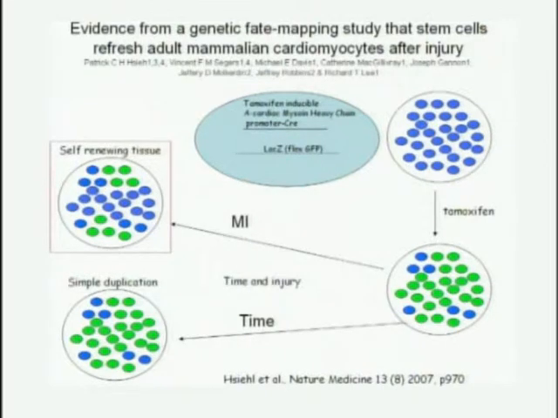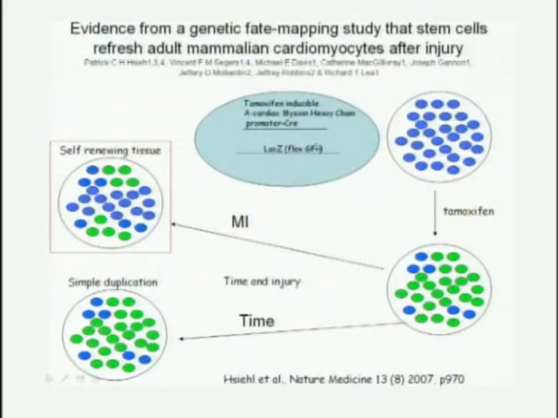A tamoxifen-inducible system that expresses Cre under a tissue-specific promoter, here under the cardiac myosin heavy chain promoter. So only cells that are mature cardiomyocytes will be able to express Cre when tamoxifen is given. And there's also a reporter gene. The cells are blue originally, but if Cre gets activated, then LacZ gets turned off, but now GFP gets turned on. So before the tamoxifen is given, all the cardiomyocytes are LacZ positive, they're all blue. After tamoxifen is given, all the cardiomyocytes become GFP positive.